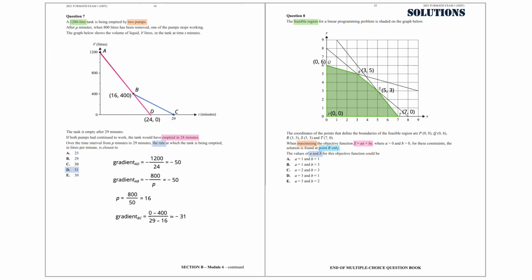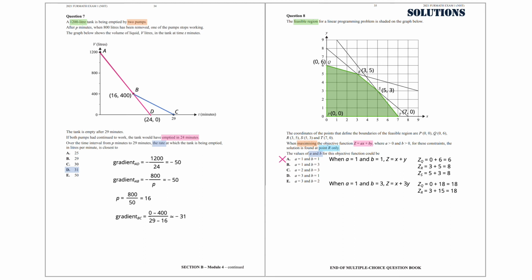Question 8. The feasible region for a linear programming problem is shaded on the graph below. The coordinates of the points that define the boundaries of the feasible region are P(0,0), Q(0,6), R(3,5), S(5,3), and T(7,0). When maximizing the objective function z equals ax plus by, where a and b are positive, for these constraints, the solution is found at point R only. The question is asking for the values of a and b for this objective function.